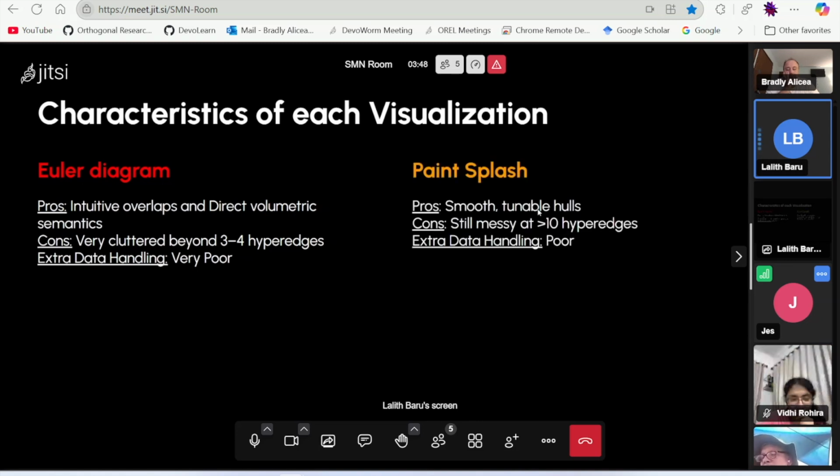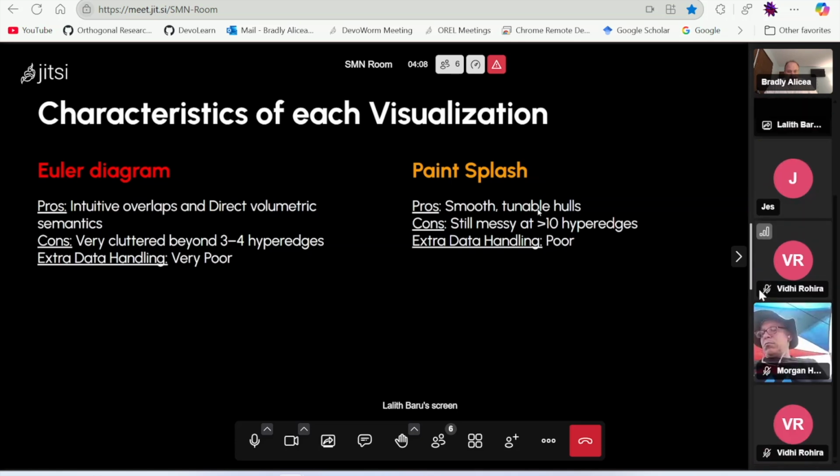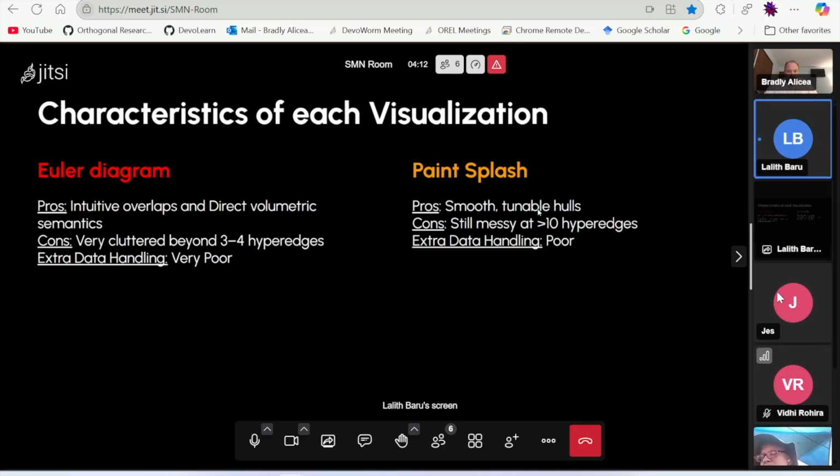The second is paint splash. It gives smooth, tunable hulls, but the major disadvantage is that it can have about 10 hyperedges which are quite visible, but when the number of hyperedges grows more, it won't work. The data handling is also poor, not as bad as Euler, but comparatively a little poor, closer to that of Euler.